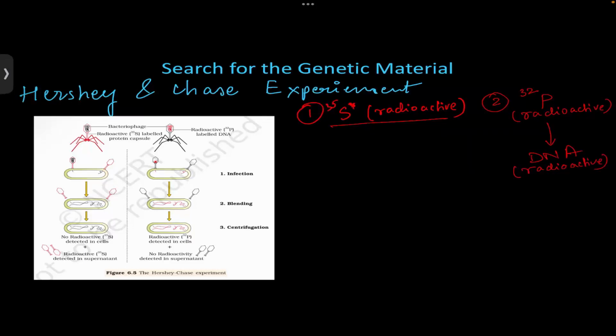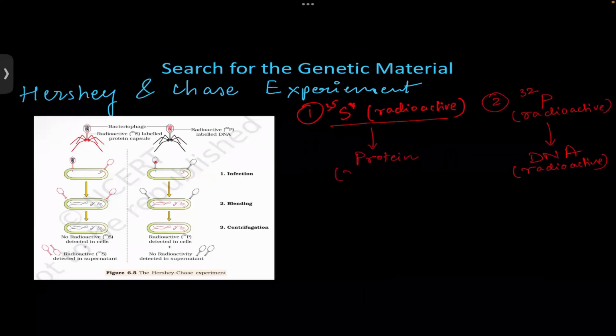Whereas sulfur, we know, is present in amino acids like cysteine. When these amino acids form peptide bonds, they form the polypeptide of the protein. So sulfur will become part of the protein of the virus, and this protein will be radioactive in nature.